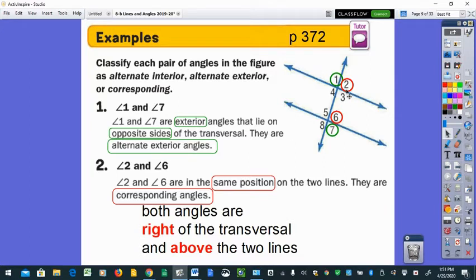If you look at 2 and 6, now notice they're both on the same side of the transversal. There's no alternate thing here. And 2 is in the upper right of the group, and 6 is in the upper right in the group. They are called corresponding. So can you name the angles?